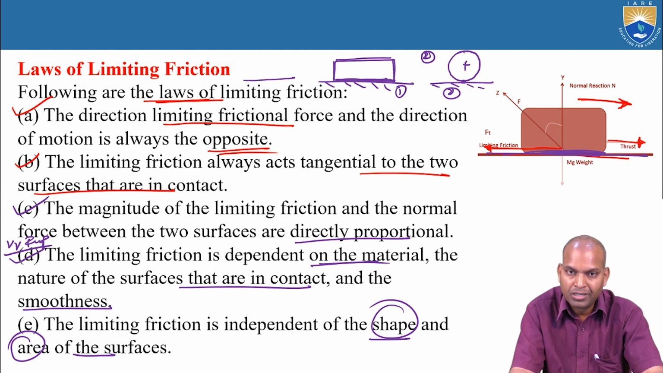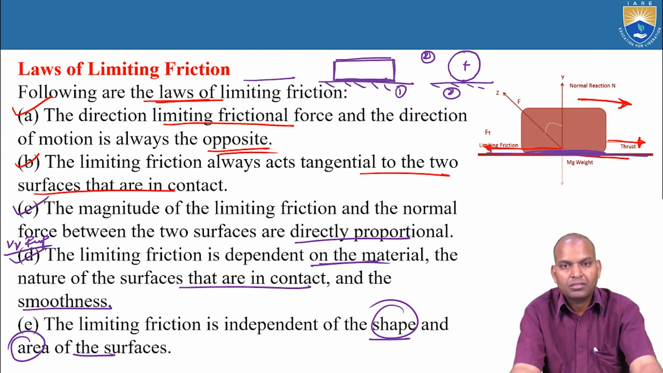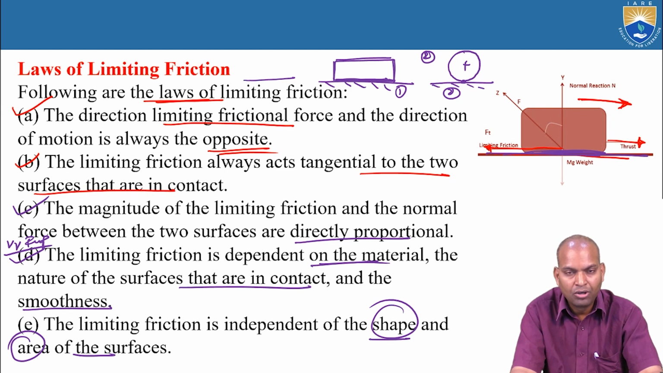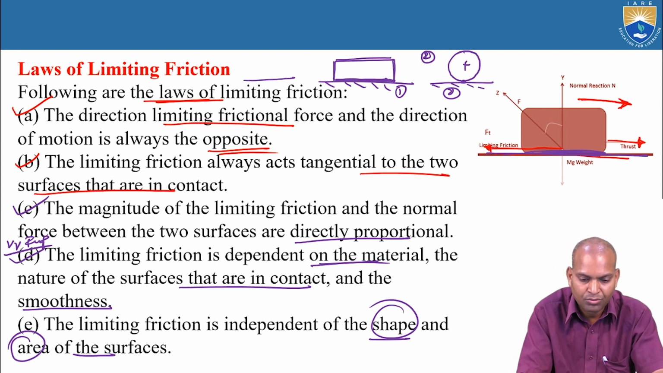If the surface is rough, there is more friction in comparison to smooth surfaces. For a rough surface, the coefficient of friction is high. If it is a smooth surface, the coefficient of friction is low. That's why limiting frictional force is dependent on the type of surface and the smoothness also.